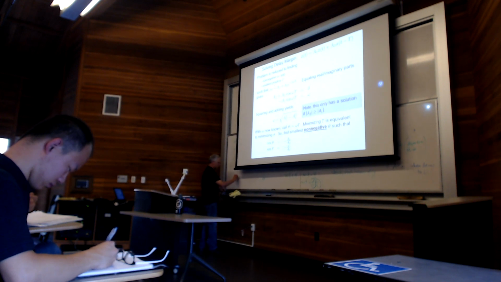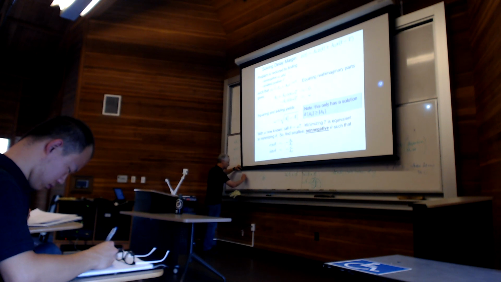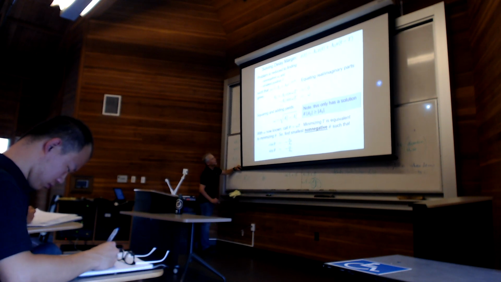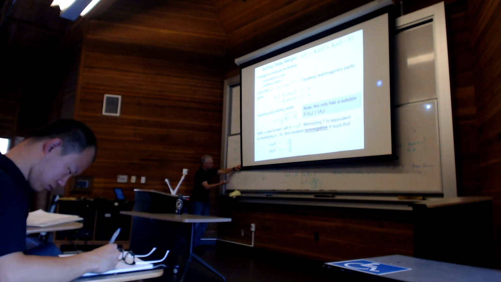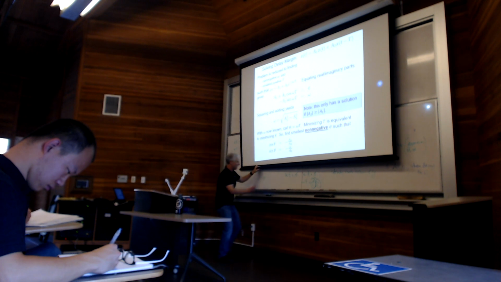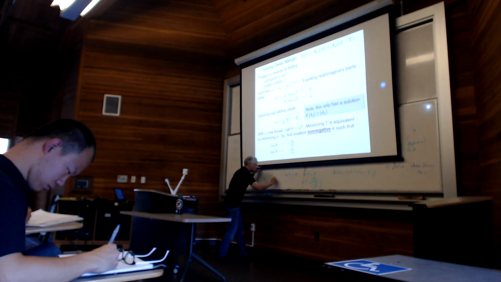a1 squared equals a2 squared cosine squared, right? And the bottom equation says a2 sine squared equals omega squared. So when I add this, I get a2 squared equals a1 squared plus omega squared.